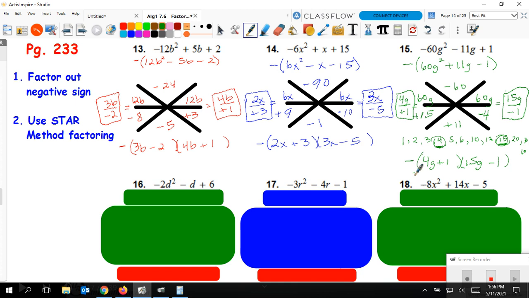I'm going to give you a chance to try the bottom three here. So same thing with factoring out a negative. Do that first and then use the star to factor what's left, but don't forget the negative sign to put in front of your answer there. Alright, so go ahead and pause the video and do 16 through 18 and then play it to just check those answers.